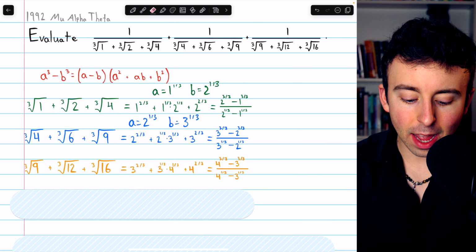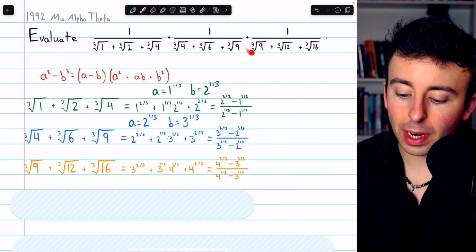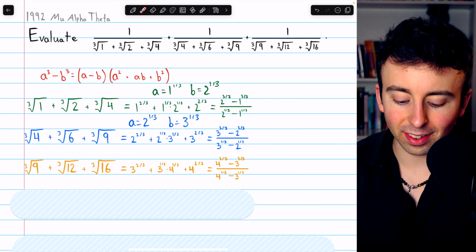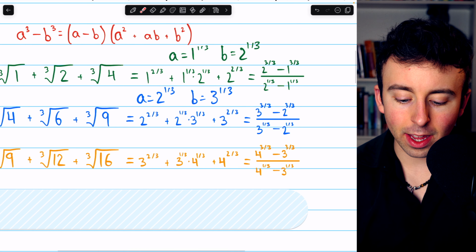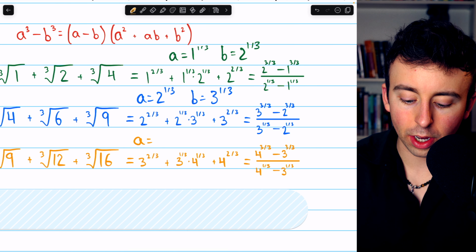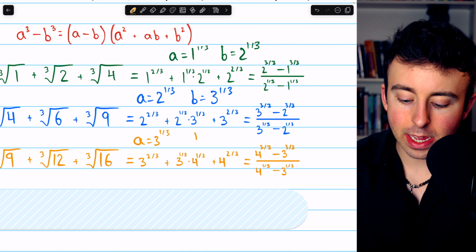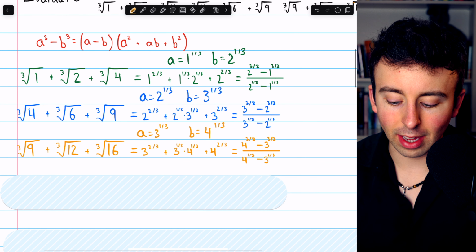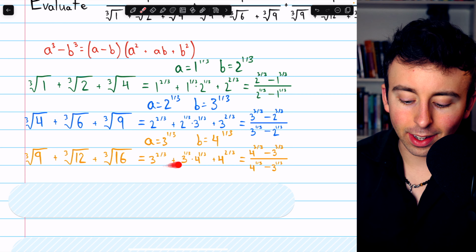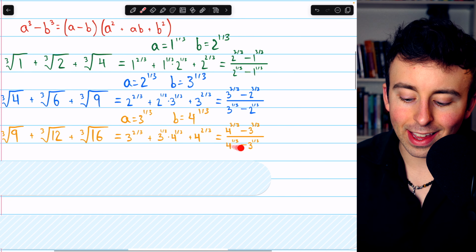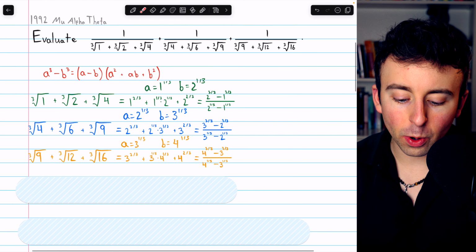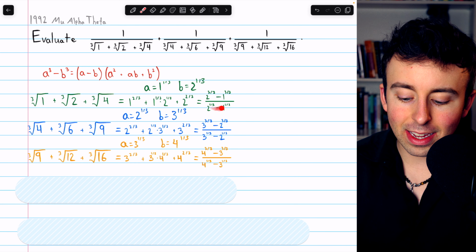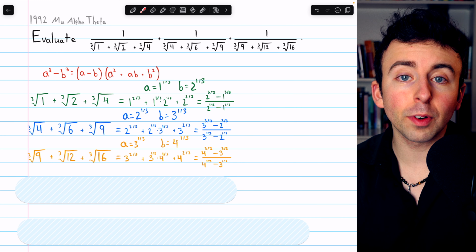And then one last time, we'll carry out this procedure on the denominator of the last term. Cube root of 9 plus cube root of 12 plus cube root of 16. In this case, a is 3 to the 1/3, and b is 4 to the 1/3. And we proceed with this the same way as before. This thing is actually equal to this fraction. So now every one of these denominators we've re-expressed as these somewhat nicer fractions.